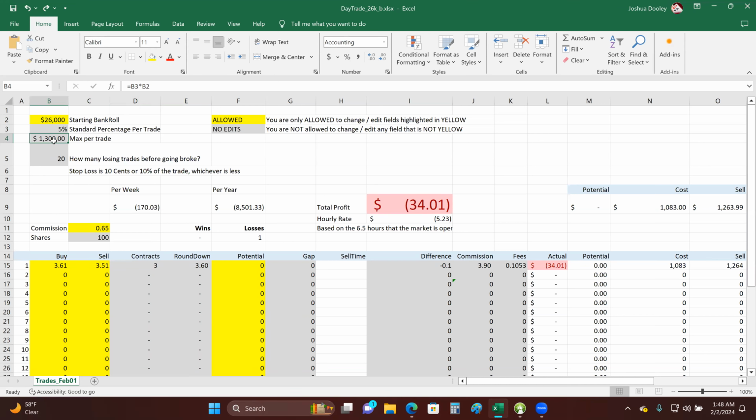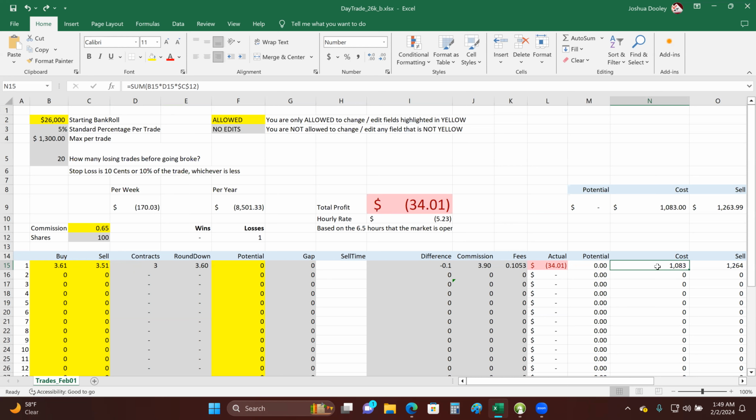Okay, $1,300 divided by $3.61 times 100, like how many contracts can I buy and stay under that $1,300 cost basis? Okay, so you'll see over here at a cost of $3.61, 3 contracts is going to cost me $1,083 plus fees, but it's below that $1,300 level.